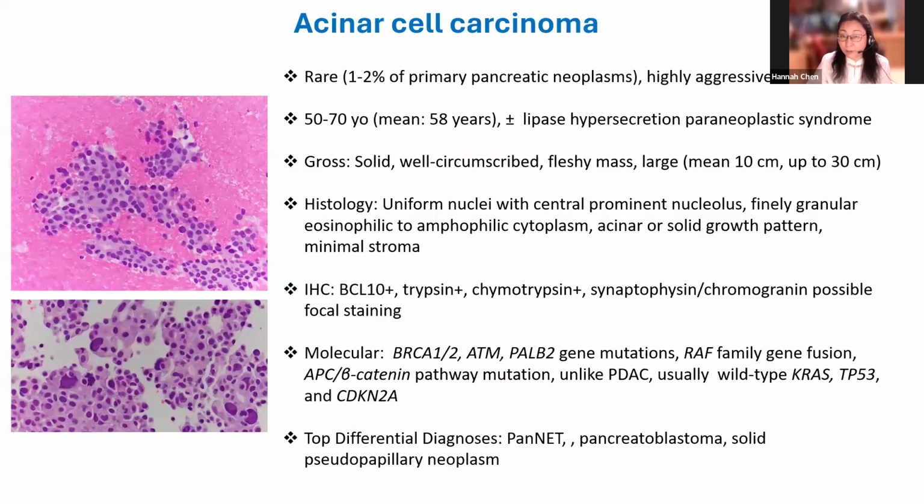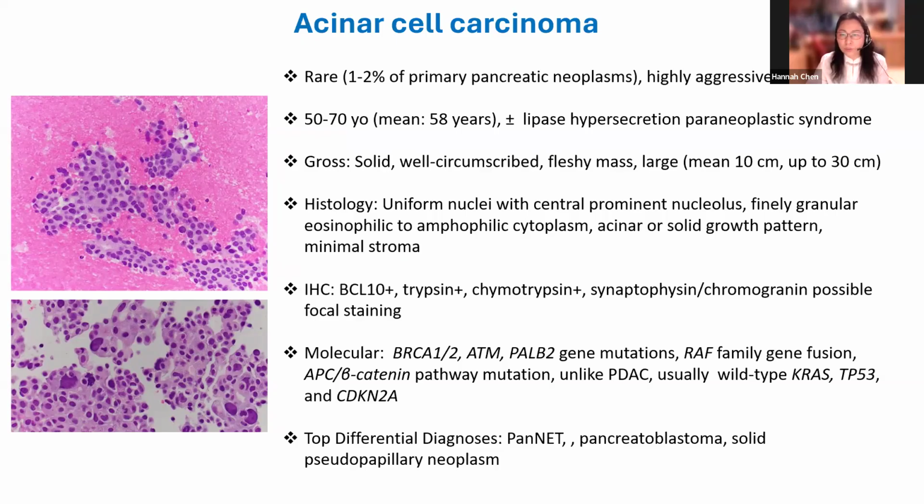Acinar cell carcinoma is very rare in the pancreas, only accounting for 1 to 2% of primary pancreatic neoplasms. This is a highly aggressive tumor. It usually occurs in 50 to 70-year-old patients, with a mean age of 58 years. Some patients could present with lipase hypersecretion, paraneoplastic syndrome. Grossly, it's a fleshy, large tumor, usually solid, well circumscribed. The mean size is 10 centimeters, very big.